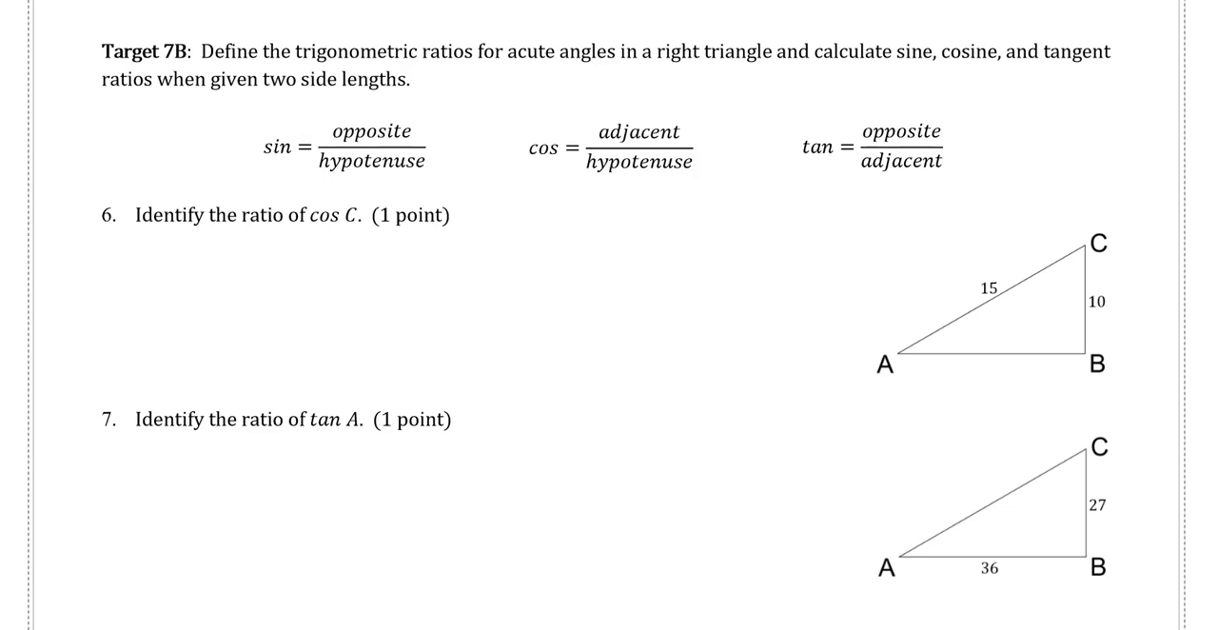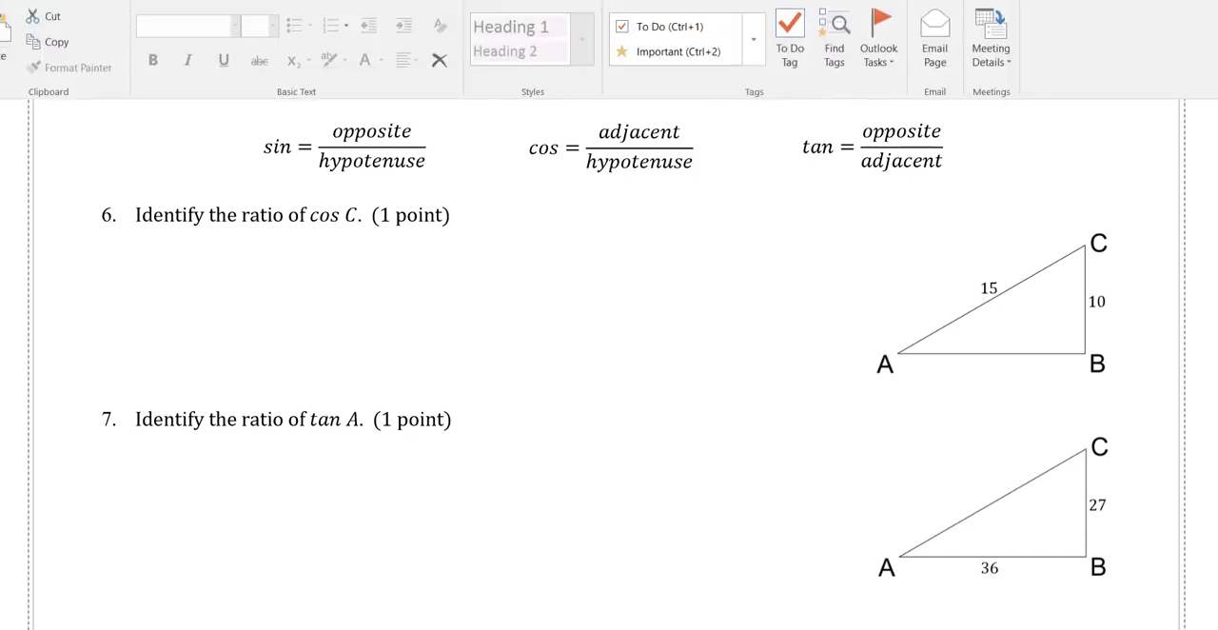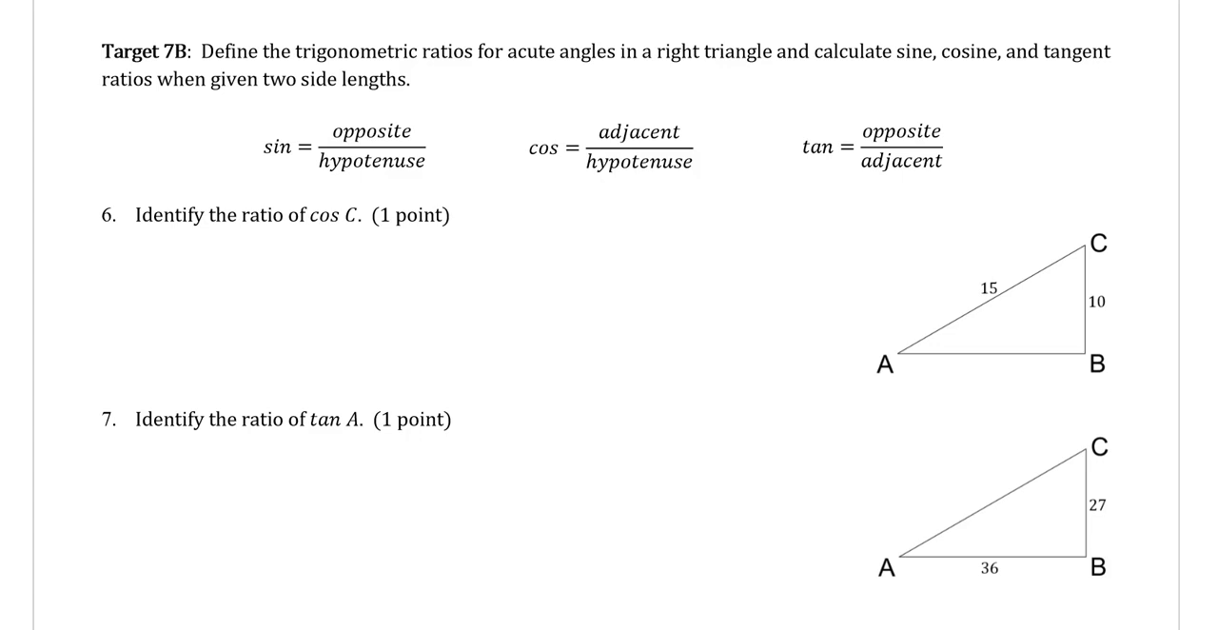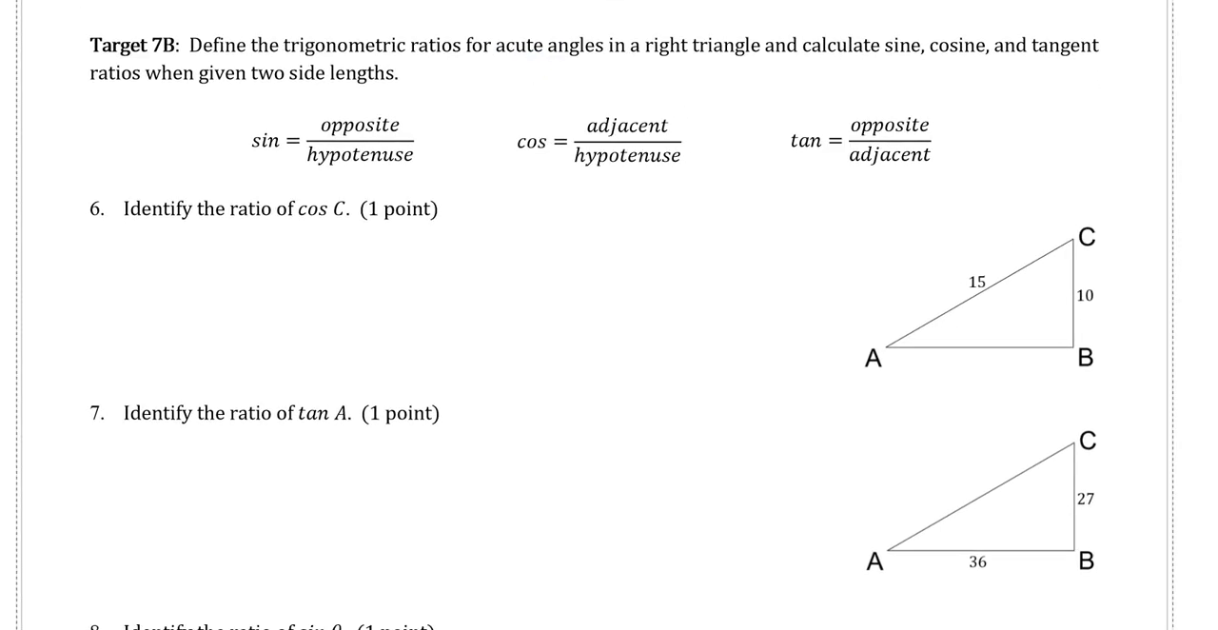All right, we are now looking at target 7b, to find the trigonometric ratios for acute angles in a right triangle and calculate sine, cosine, and tangent ratios when given two side lengths. So remember, we have sine equals opposite over hypotenuse, cosine is adjacent over hypotenuse, and tangent is opposite over adjacent. We also often write this as SOHCAHTOA, right? That's our way to remember it.